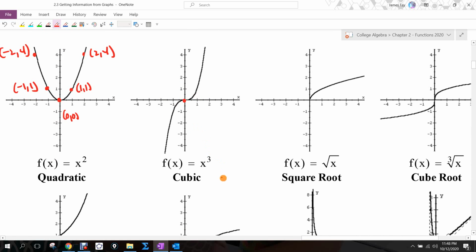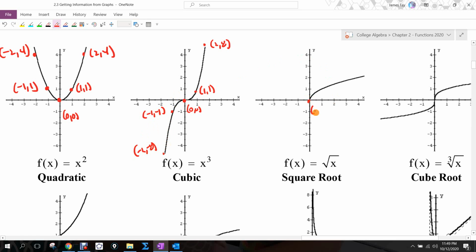A cubic, okay, so that's an x to the third, so we've got the point 0, 0. We'll have 1, 1. We'll have 2, 8 eventually. And then down here we have the negatives of those, both of them. Okay, this is a reflection across the origin. We'll talk about that being an odd function at some point. We'll have negative 1, negative 1, and negative 2, negative 8.